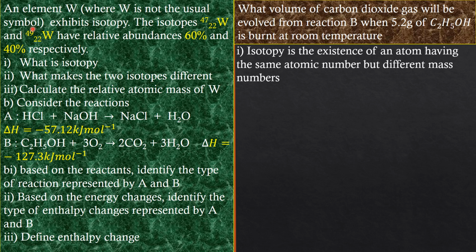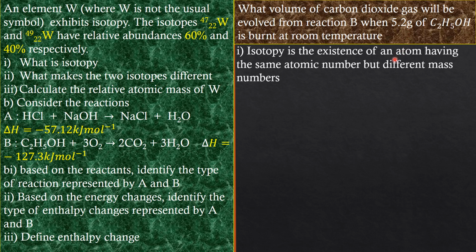Then the next part is asking what makes the two isotopes different. Before I answer that question, I want to make some comments here. I would prefer that you insert element here, not atom, because an atom simply comprises one of these, but with element, we talk about the isotopes in general.